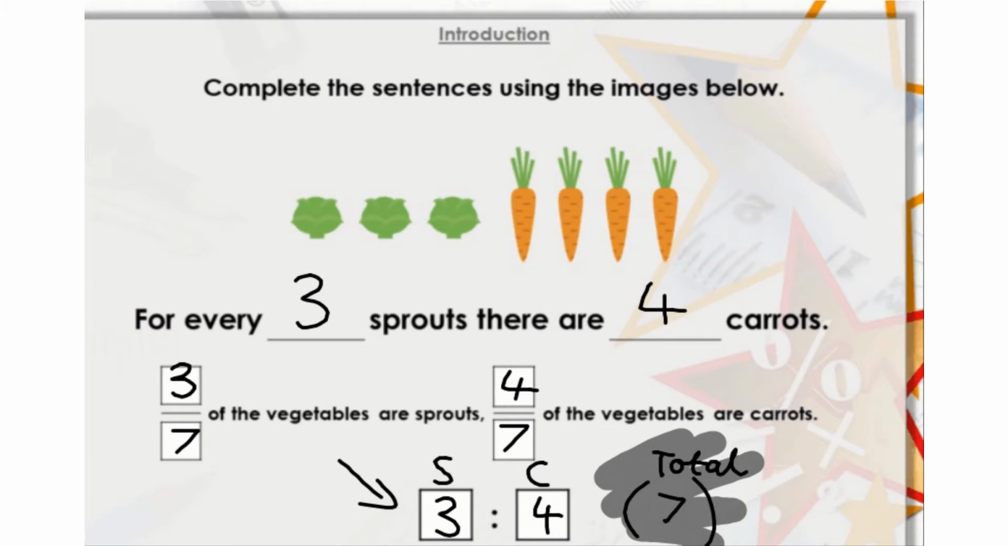It's invisible. Whereas in fractions, we always have the total number of parts down at the bottom, and how many of them are sprouts, for instance, at the top, total parts here, and how many are carrots at the top there.